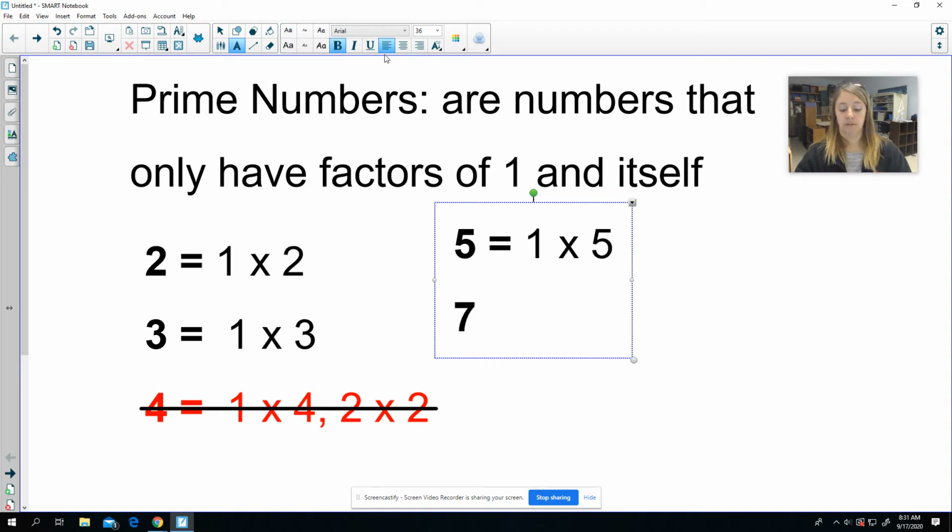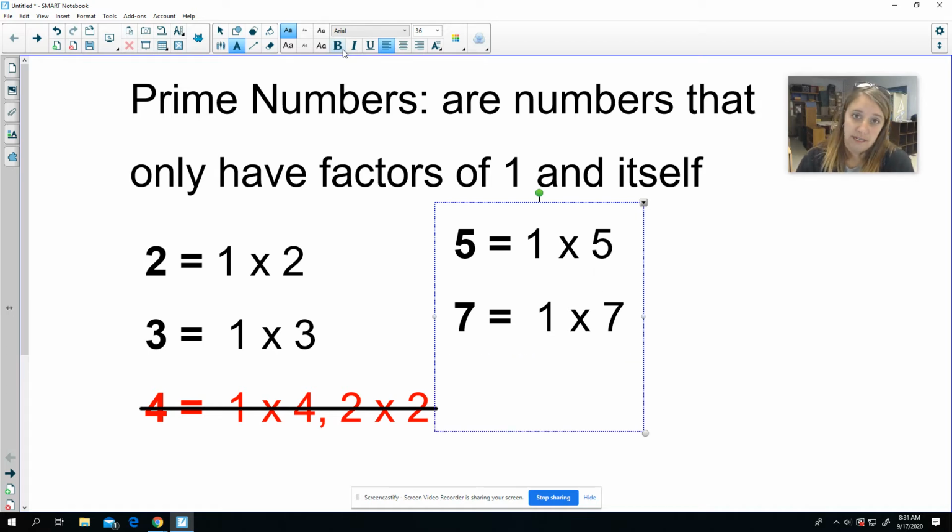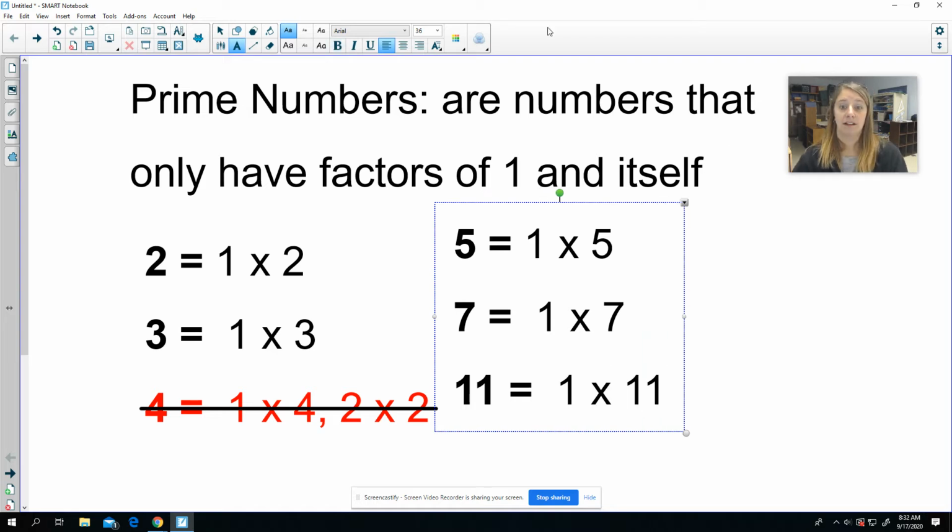Then we can continue. 7 is a prime number because it's only 1 times 7. 8. 1 times 8, 2 times 4. Because there's another option, it is not a prime number. 9. 1 times 9, 3 times 3. There's another option, not a prime number. 10, we have 1 times 10, but we also have 2 times 5. Not a prime number. 11. 11 is a prime number because the only way to make 11 is 1 times 11.